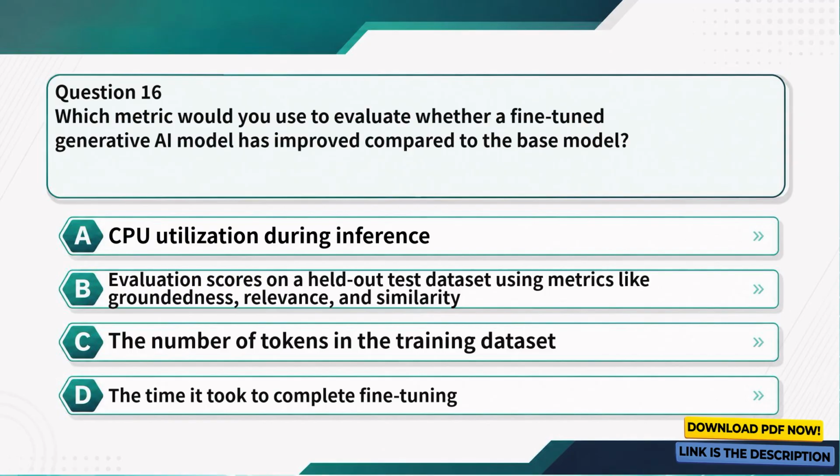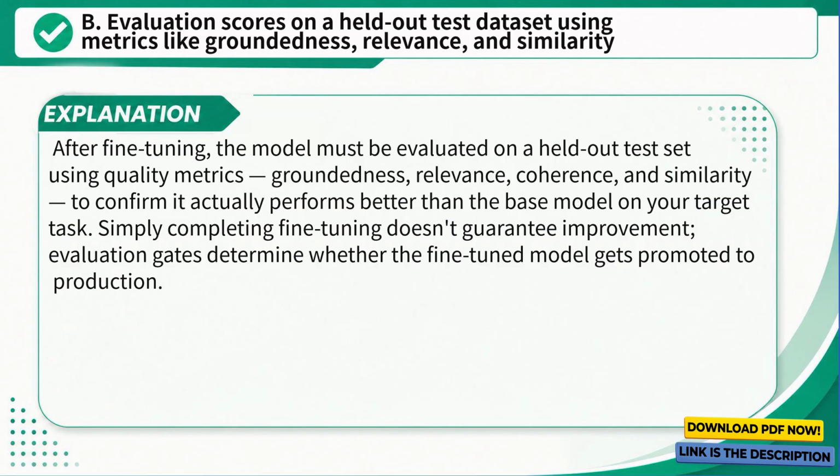Evaluation scores on a held-out test dataset using metrics like groundedness, relevance, and similarity. C. The number of tokens in the training dataset. D. The time it took to complete fine-tuning. Correct answer: B. Evaluation scores on a held-out test dataset using metrics like groundedness, relevance, and similarity.